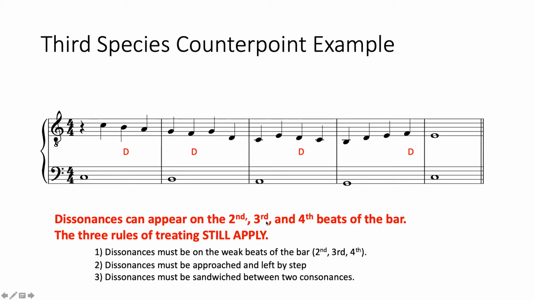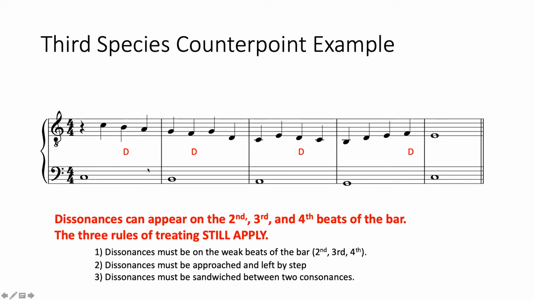If we consider those 3 rules again, dissonances must be on the weak beat of the bar, they must be approached and left by step, and they must be sandwiched between 2 consonances. Well, in fact, that gives us the opportunity to use dissonances on the second, third, and fourth beats of the bar. Those beats are considered like the weaker beats. You might sometimes have an accent on the third beat of the bar, but in this case, we're treating the second, third, and fourth beats of the bar as our weak beats.